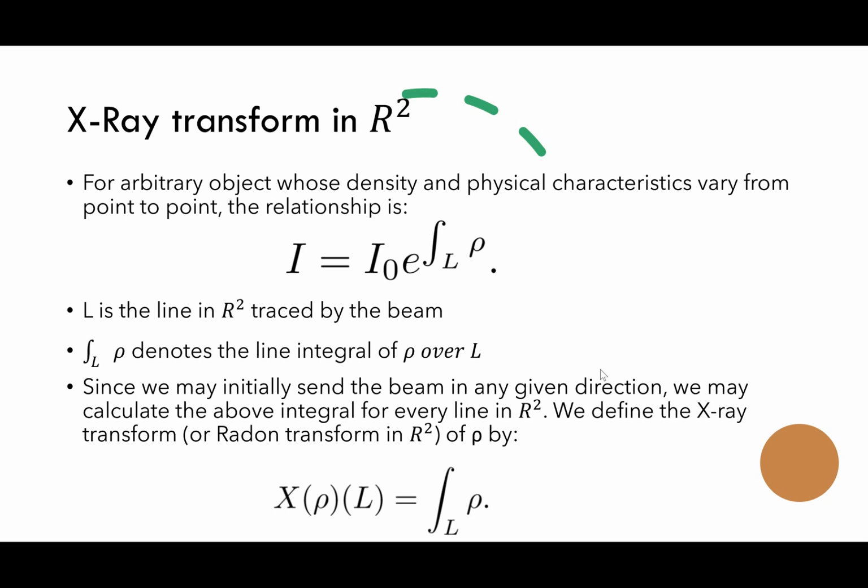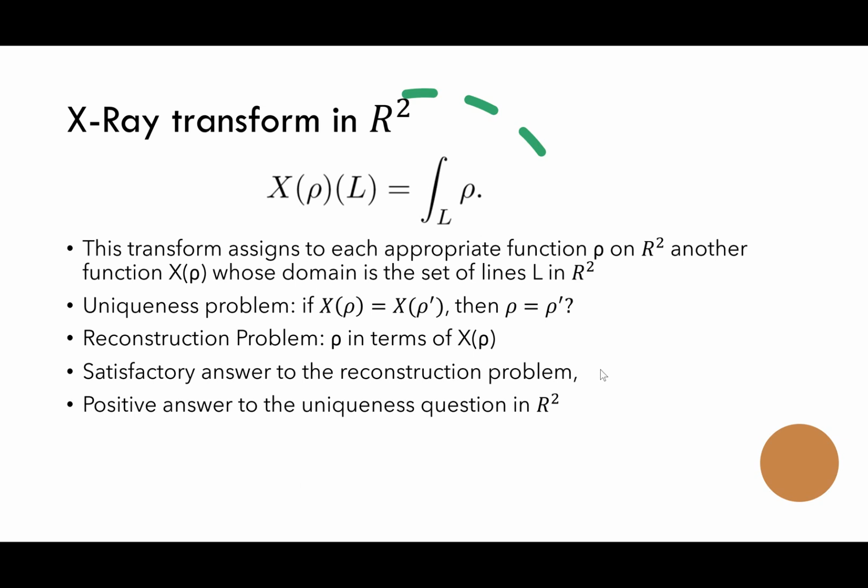Since we may initially send the beam in any given direction, we may calculate the above integral for every line in R2. So we denote the X-ray transform or Radon transform in R2 of rho by X of rho at L, that line L, equal to the integral of rho over L. This transform assigns to each appropriate function rho on R2 another function X of rho whose domain is a set of lines L in R2.